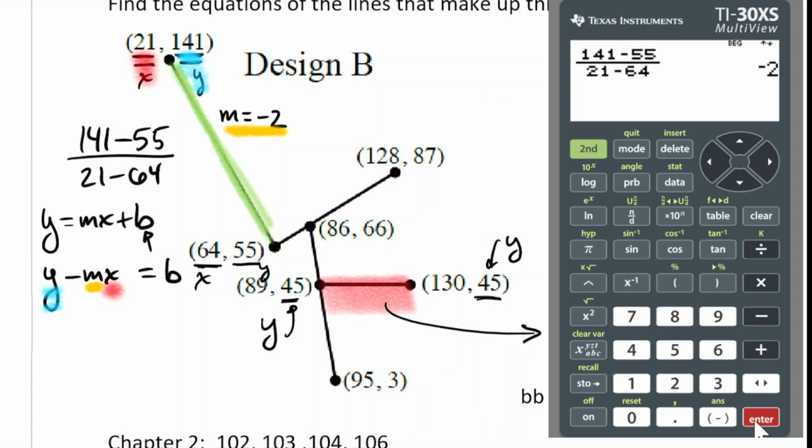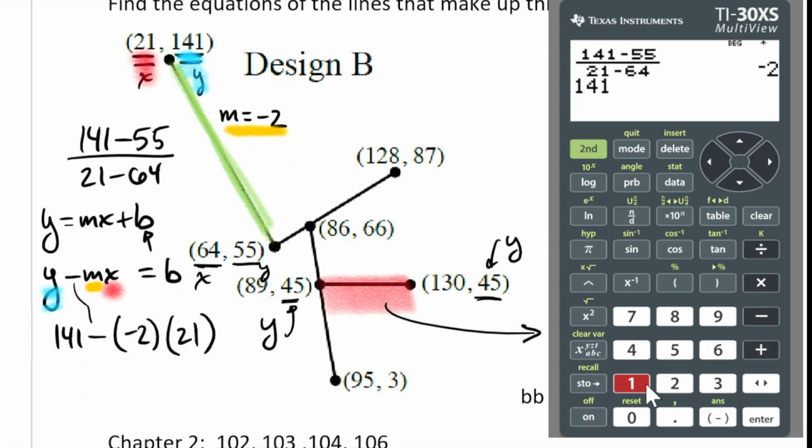So if I want to figure out my y-intercept, I'm just going to say y, which is 141, minus, and then I always put this next part in parentheses, m, which is -2, times x, which is 21. So let's evaluate that. I'm going to take 141, and I'm going to subtract -2 times positive 21. And when I evaluate that, my calculator tells me you get a value of 183.